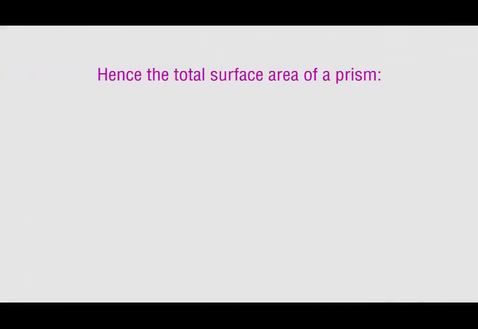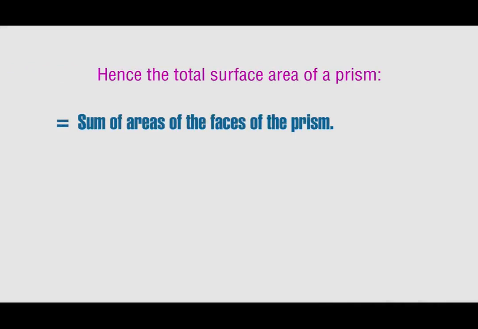One way to calculate the surface area of a prism is to use the net, since the net is a two-dimensional representation of the prism. Now, to find the total surface area of a prism, we find the area of each face and add them together. Hence, the total surface area of a prism is equal to the sum of areas of the faces of the prism, and that is the area of the net of the prism.